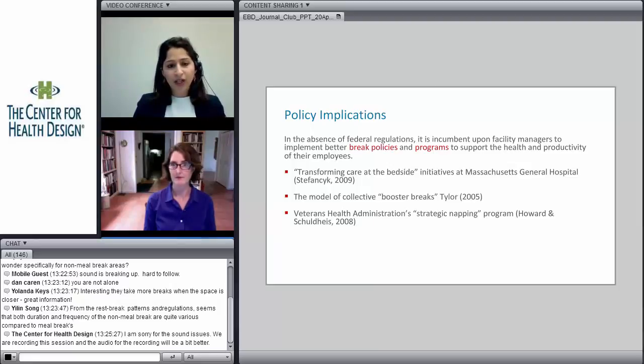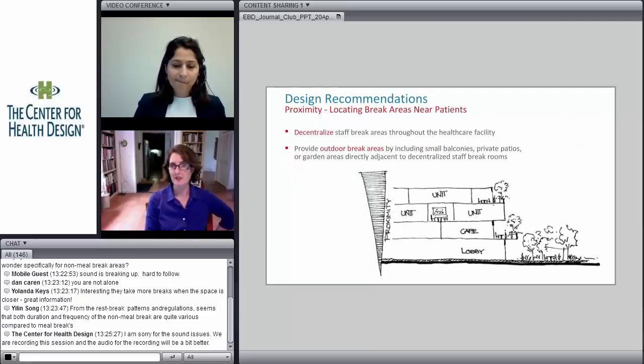There are programs that have been developed and implemented, like the Transforming Care at the Bedside initiative at Massachusetts General Hospital, the model of collective booster break, and recently the Veterans Health Administration is implementing a strategic napping program in their facilities. That'll be interesting to see those results.